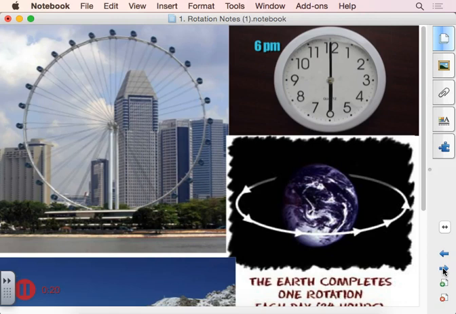A Ferris wheel is an example of something that rotates. It spins around that center point. So that's one thing that rotates. The hands on a clock are rotating around the face of the clock. And the Earth completes a rotation every day. That's how we get our 24-hour day, because it takes 24 hours for the Earth to rotate one time. So those are just some real-life rotations.